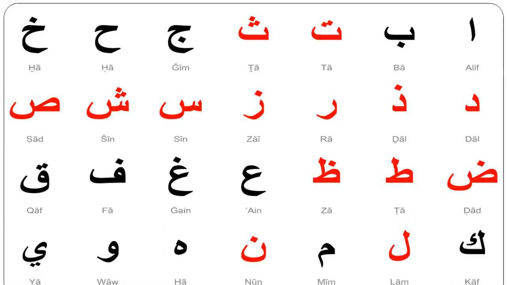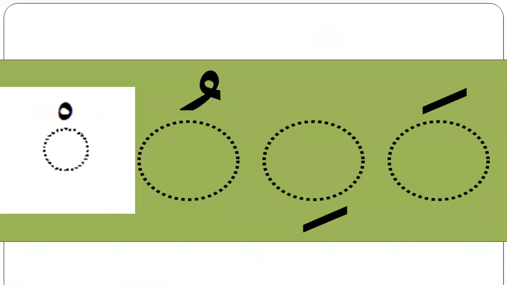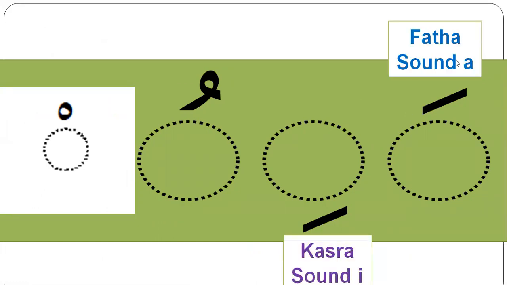Next, we will see the short vowels. Same as in English, Arabic also has vowels. And the first vowel is called Fathah. That comes on top of the letter, and it has the sound of A. The second vowel, or haraka, is Kasrah. And Kasrah comes under the letter and it has the sound of E.